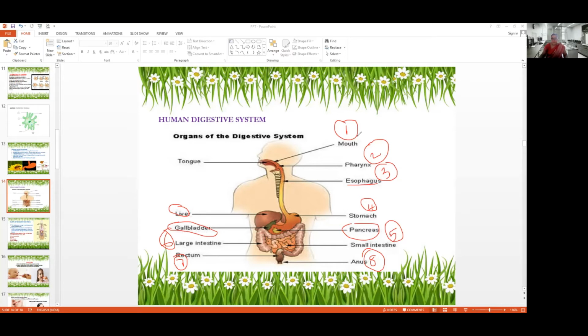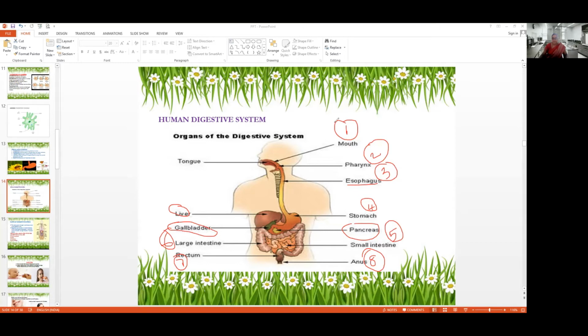So what are the main parts of the digestive system? The food passes from the mouth, it enters into the pharynx, that is, the throat, and it goes to the esophagus, and it goes to the stomach, then it goes to the small intestine, then it goes to the large intestine, then the waste material comes to the rectum, and it comes out through the anus. So this is the procedure of the steps involved in the digestive system.